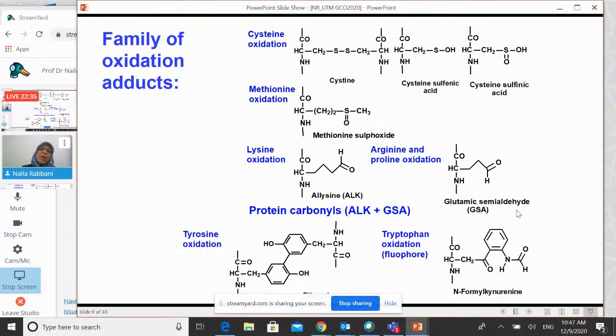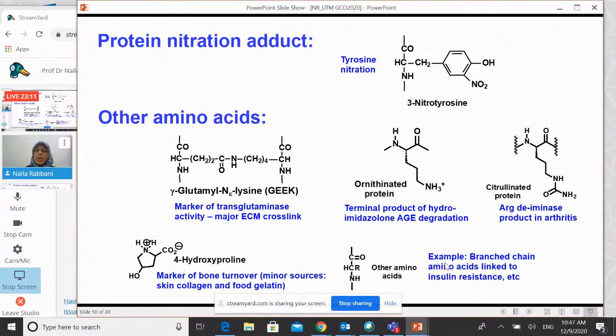So the family of oxidation adducts are the cysteine oxidation markers, and then methionine sulfoxide, which is the methionine oxidized to form this marker. Lysine oxidation marker is this one, arginine and proline oxidation marker is glutamic semialdehyde, and these are protein carbonyls. Tyrosine oxidation can form dityrosine, and tryptophan oxidation can form formylkynurenine. Nitration adducts normally nitrate tyrosine residues to form 3-nitrotyrosine.